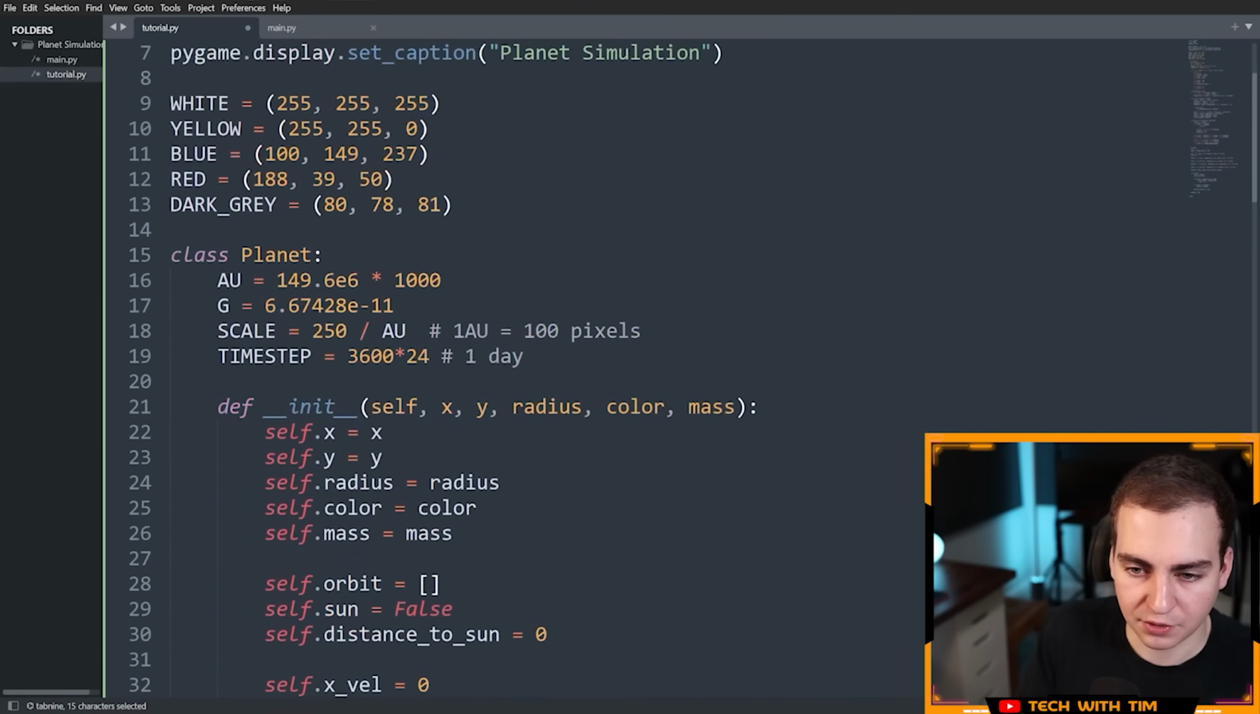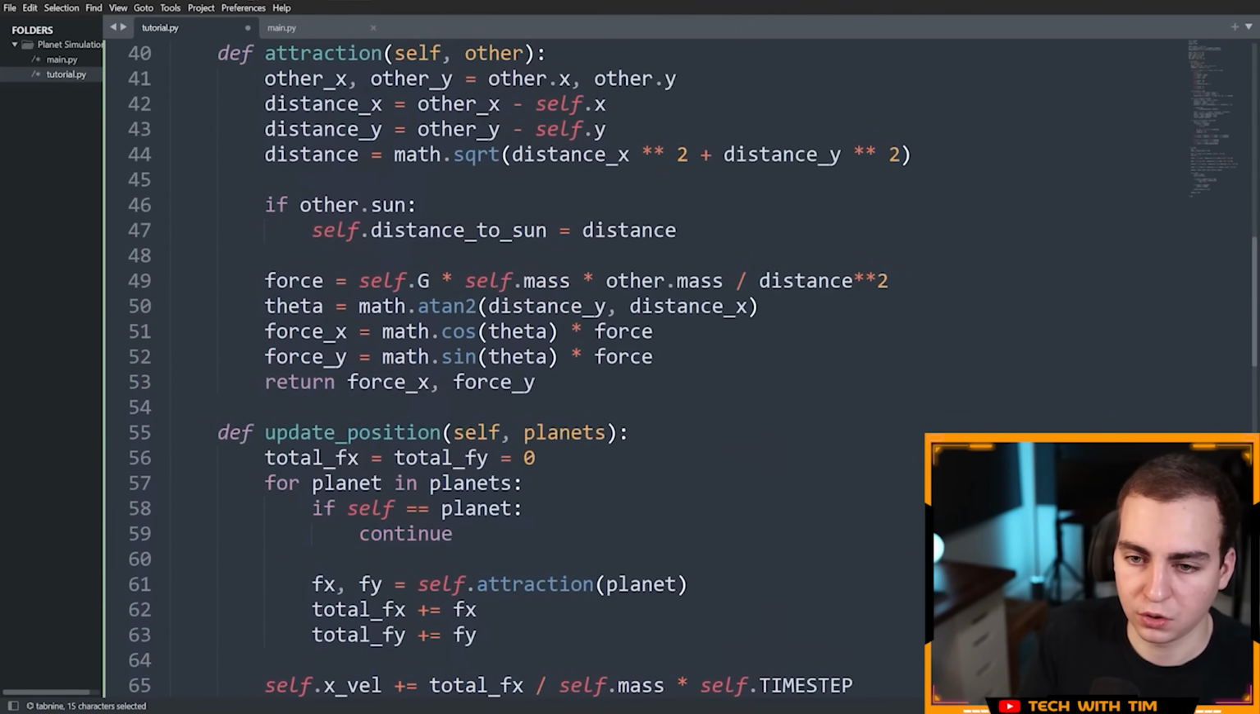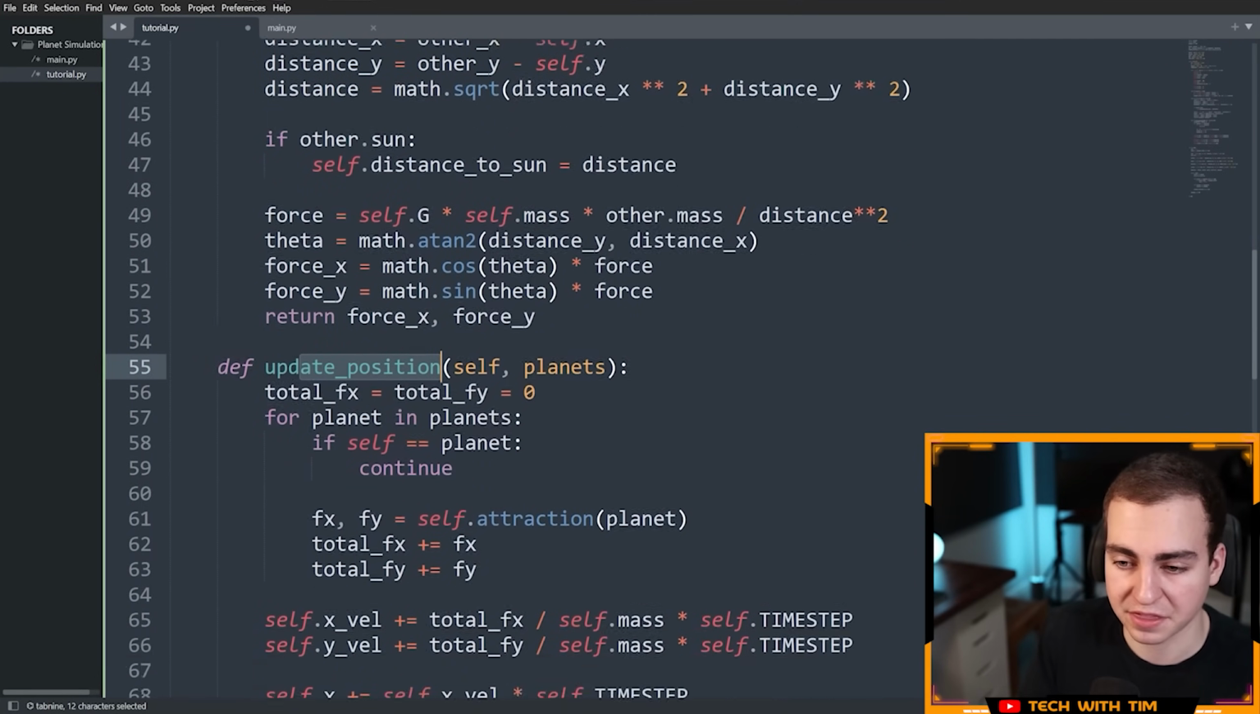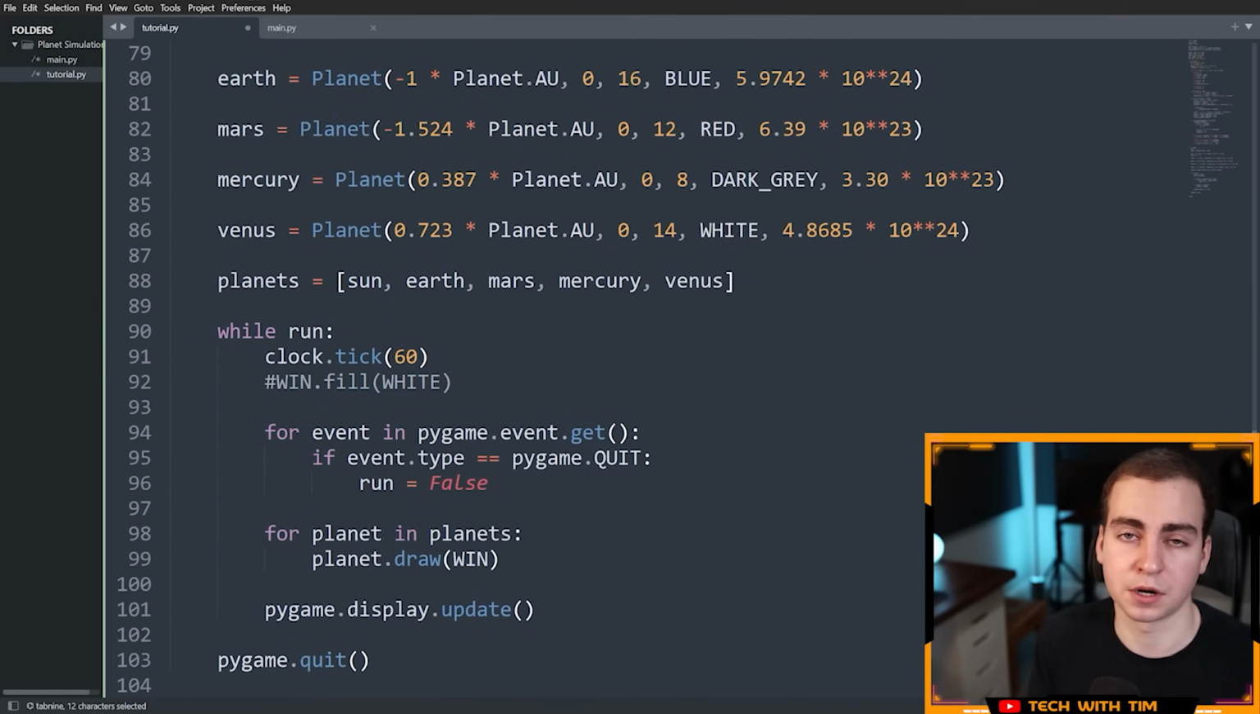Okay, so there we go. We actually have all of the hard stuff done. Now we just need to call the update position method here on all of our planets, and you'll see that they'll start moving around the screen.